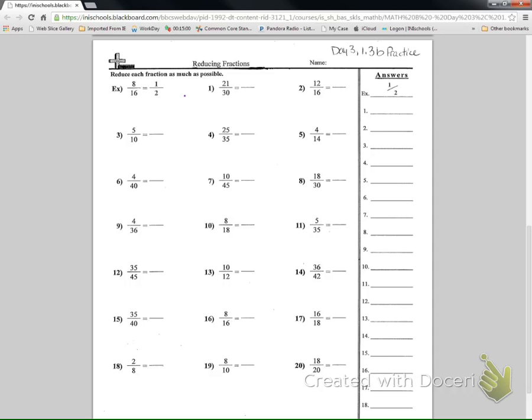Write this down here. You always want to divide by the greatest common factor, which we normally just abbreviate GCF. Sorry, I think it's probably pretty small on your screen.